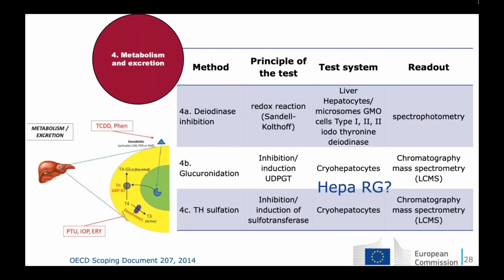In this particular validation study, these are the mechanistic methods currently in the block of metabolism and excretion. We have a method dealing with deiodinase inhibition, one on glucuronidation inhibition and induction, and one on sulfation, inhibition or induction of sulfotransferases. Currently, we are using hepatic test systems. It can be microsomes, it can be engineered cell lines. We have cryopreserved hepatocytes, and obviously we're also looking into the use of HepaRG, because it was a very reliable test system in our validation study on CYP induction.